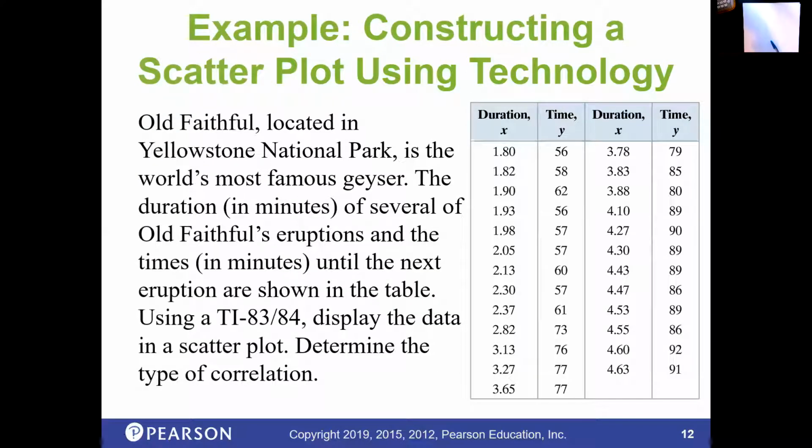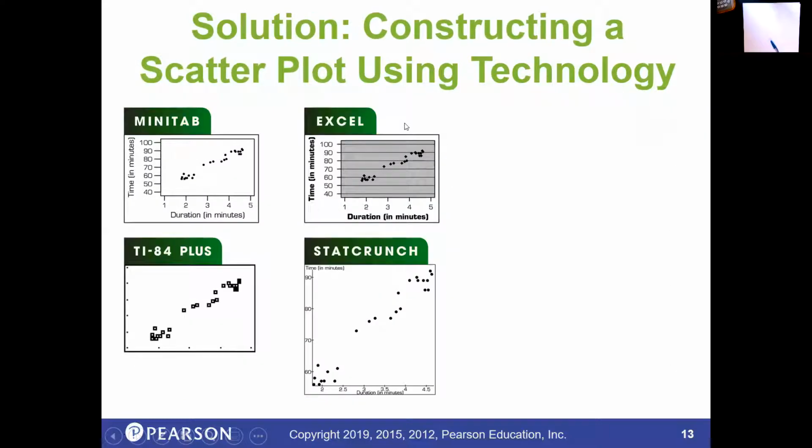Now here we're looking at a science study. We're looking at the duration of eruptions of a geyser and then the time between eruptions. So you go up to this geyser with a stopwatch. You measure how long the geyser goes off, and then you measure how long until it goes off again. If we plot this data, there does appear to be a positive linear relationship.